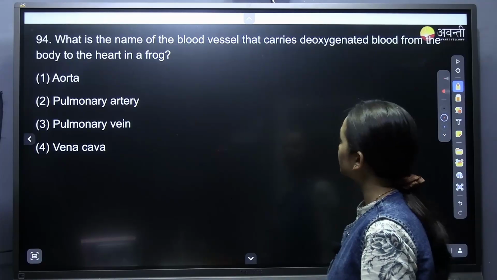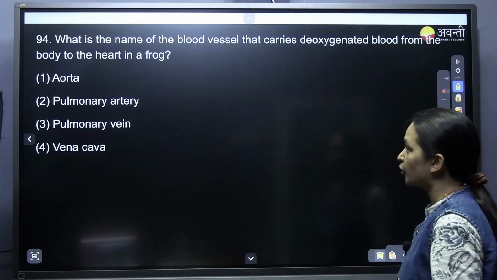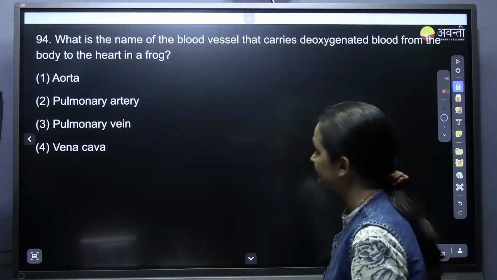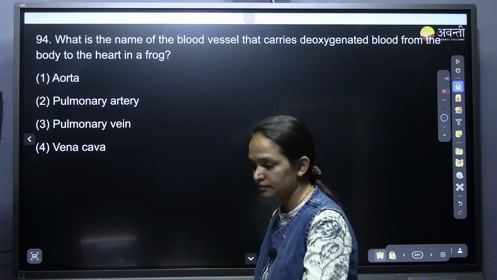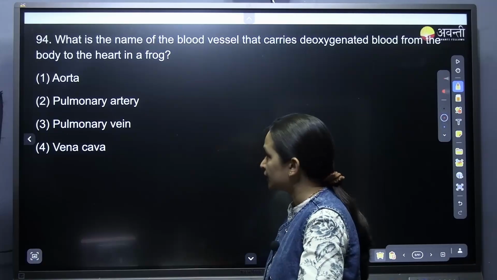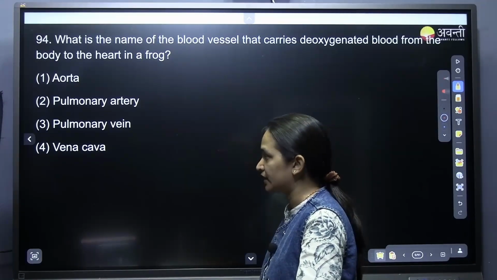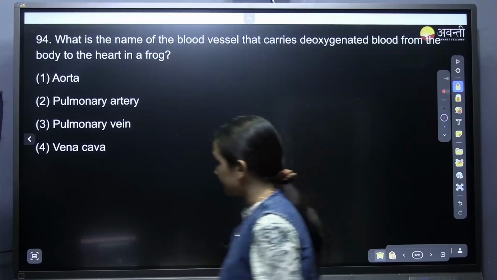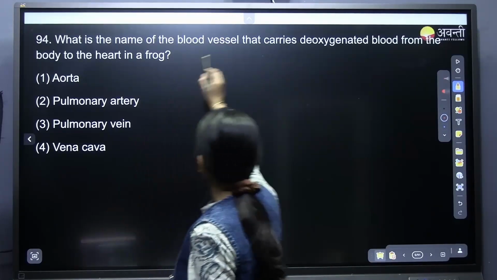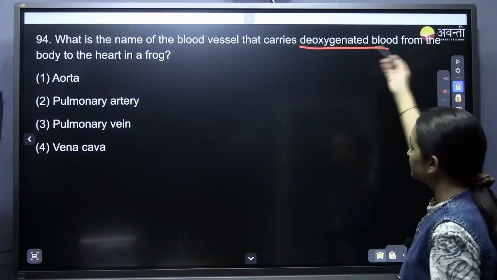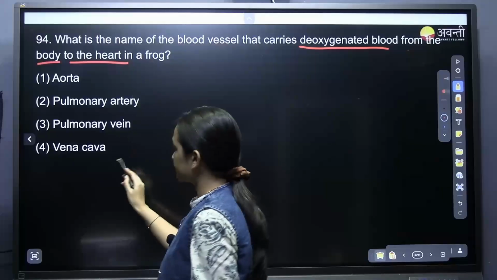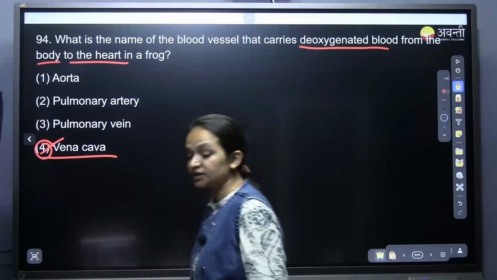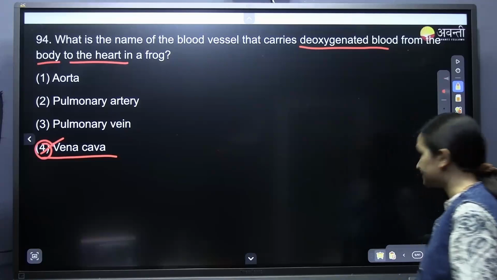What is the name of the blood vessel that carries deoxygenated blood from the body to the heart in a frog? Is it aorta, pulmonary artery, pulmonary vein, or vena cava? To carry deoxygenated blood from the body to the heart, it is vena cava. D for Delhi is the correct answer.